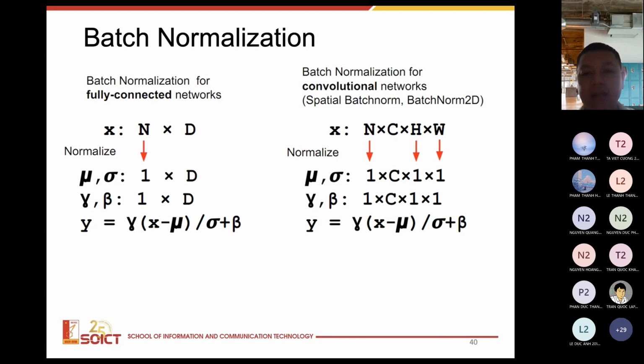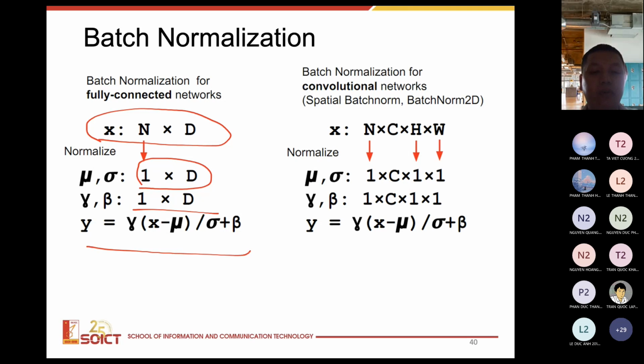Here we discuss batch normalization for convolutional networks, and in this case we have spatial batch normalization. In a fully connected network, you have this shape of the input dimension. Then the mu and the sigma will have this shape, 1 by d dimension, and the gamma and beta will have this shape, right? And then this is the output y.